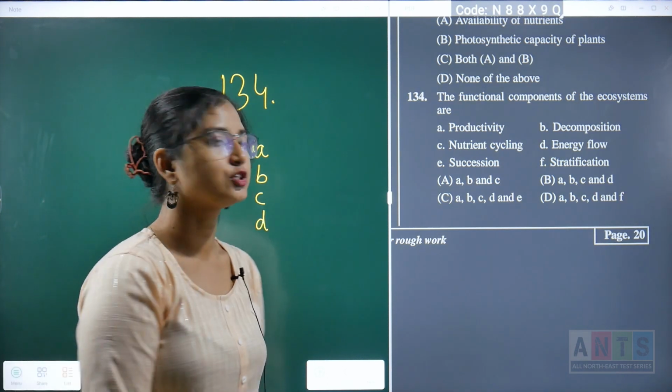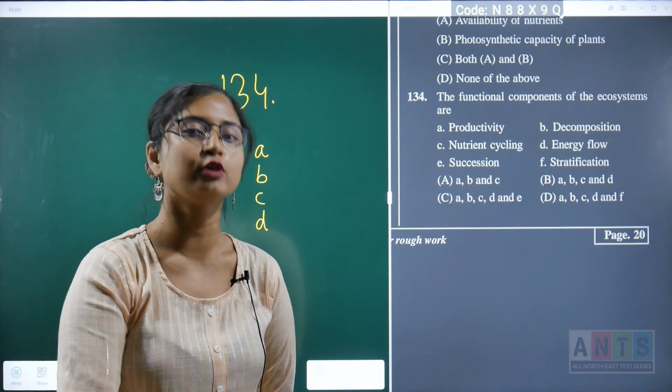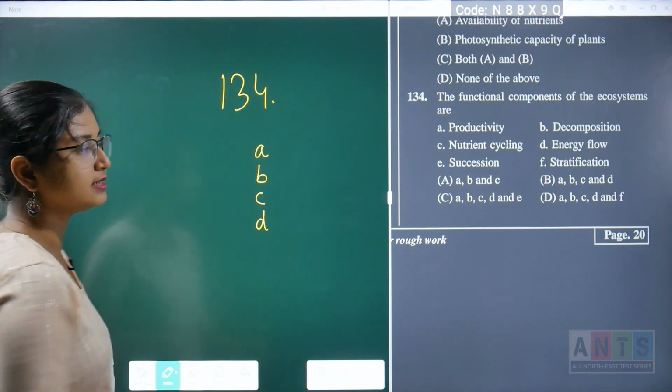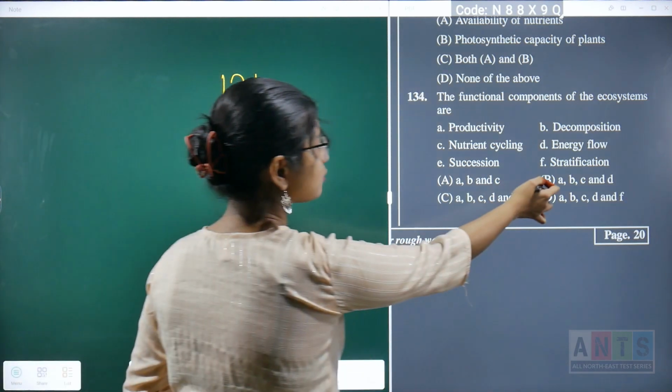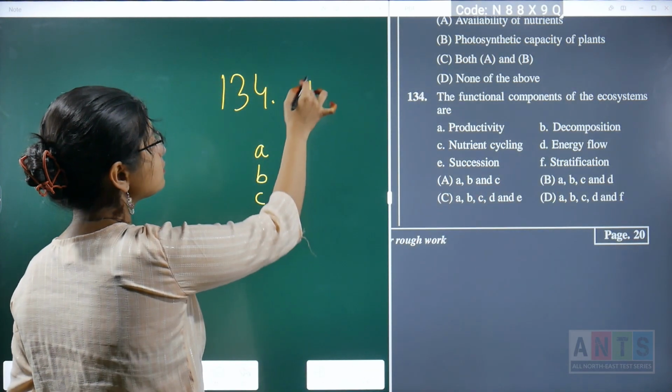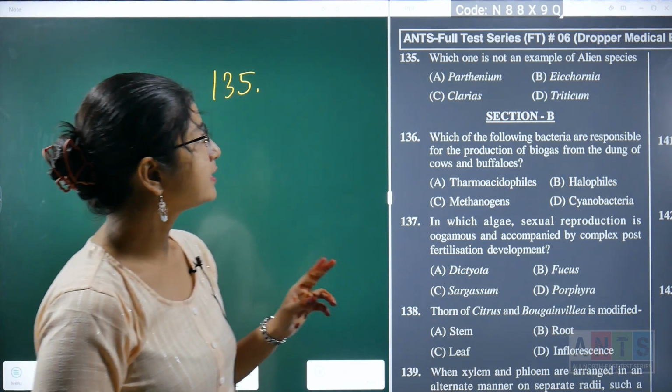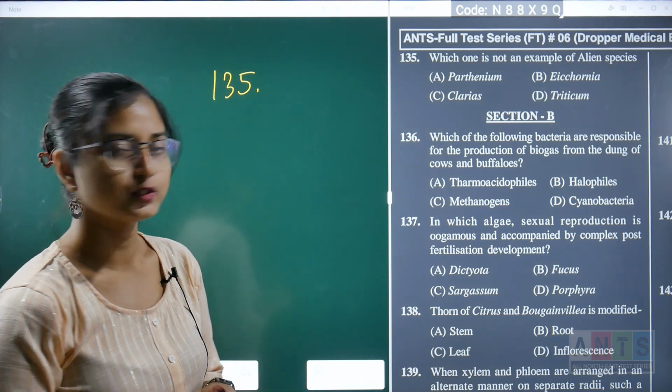Succession and stratification are not considered to be functional components of the ecosystem. So going by that, A, B, C, D are the functional components. So question number 134, the correct answer is option B. Now question number 135, which one is not an example of alien species?